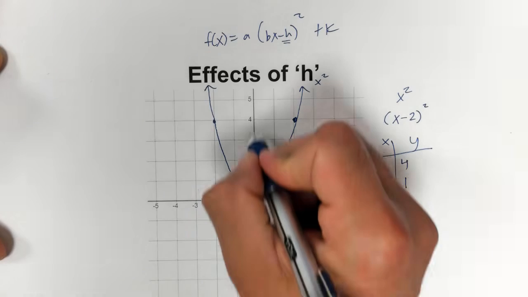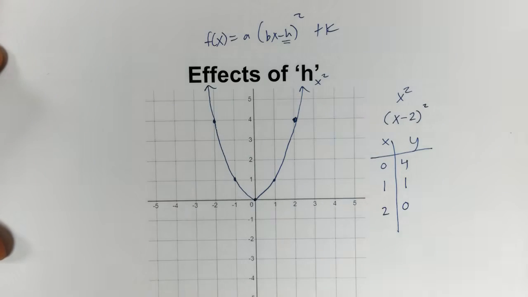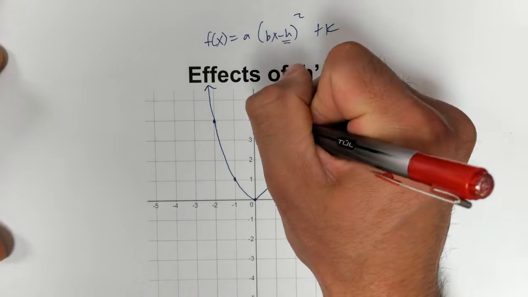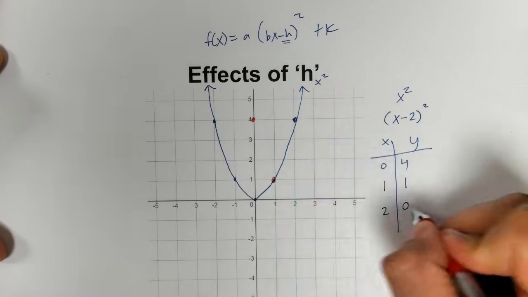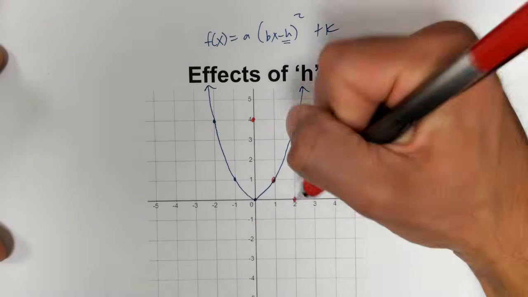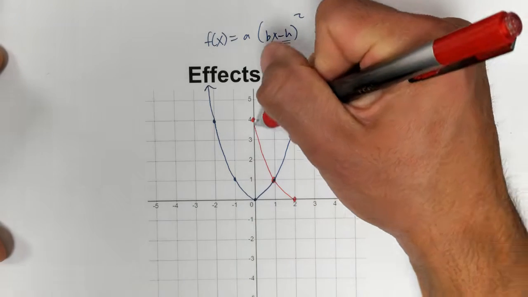At 0, I go to 4. I'm going to graph this in a different color. At 0, I go 4. At 1, I go 1. And at 2, I get 0. What happened to my quadratic?